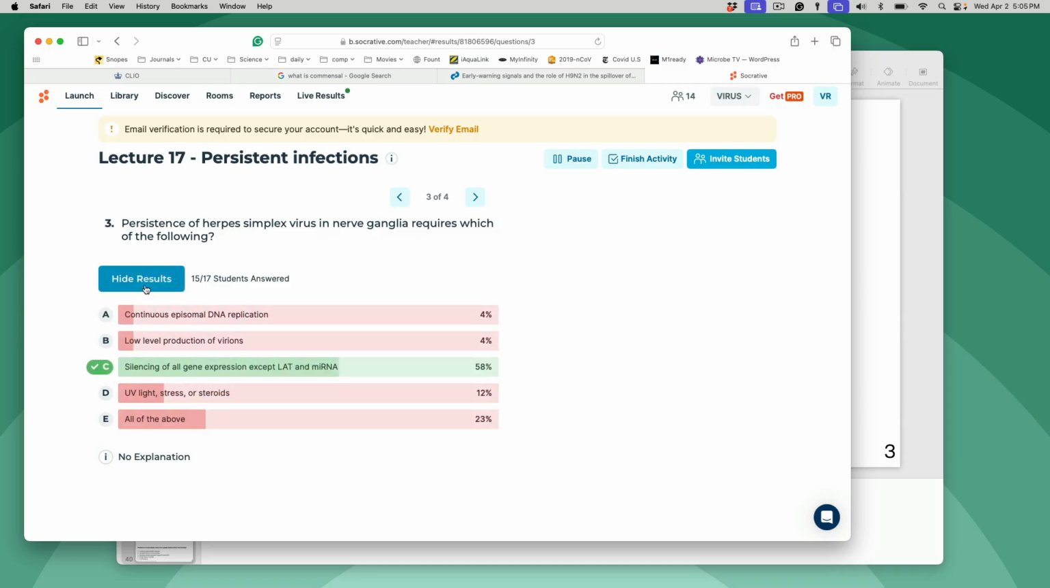Right. C is the right answer. Silencing of all gene expression except LATs and microRNA. There's no continuous DNA replication, right? There are neurons. You don't need to replicate the viral DNA. There's no virions produced during a latent infection. None. UV light stress or steroids reactivate. Nothing to do with persistence. So it's not all of the above.